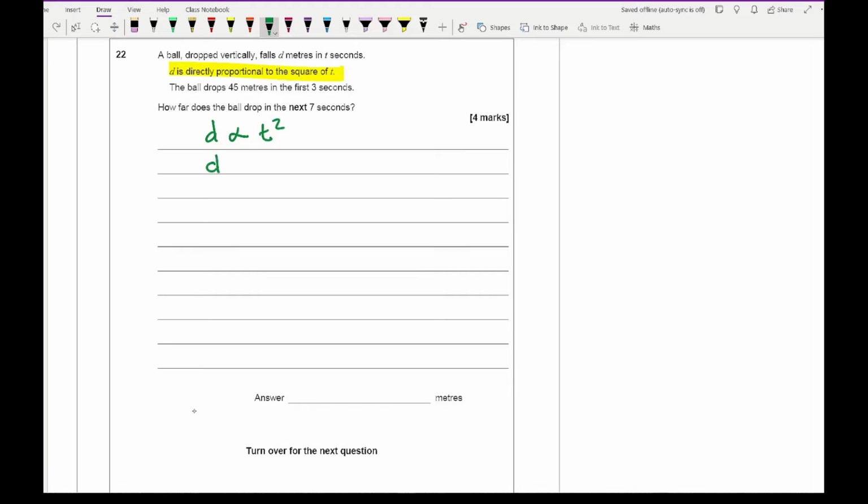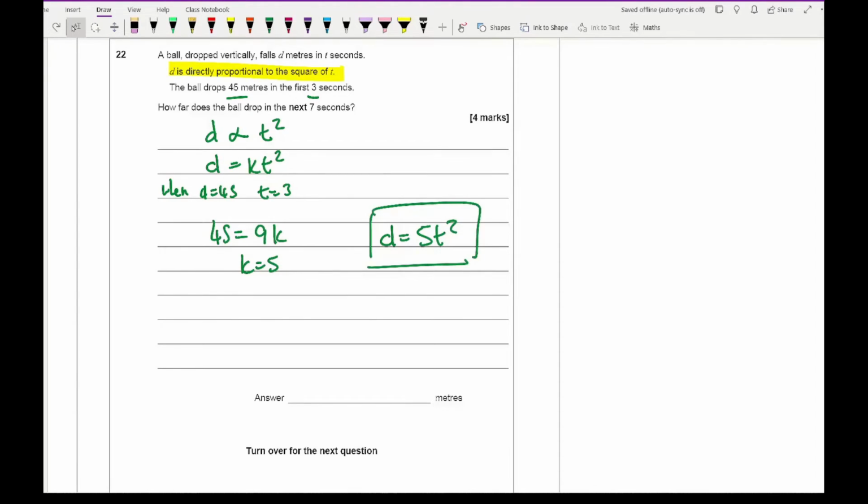So then working this out, we replace the proportional symbol with equals k. And then to work out k, we substitute these numbers in. So when d equals 45, t equals 3. So here we've got 45 equals 9k. So k equals 5. So the formula then is going to be d equals 5t squared. Now the next question then says how far does the ball drop in the next 7 seconds? So what we then need to do is add these two numbers up. So what we're wanting is t equals 10. So d equals 5 times 10 squared, which will give me an answer of 500.